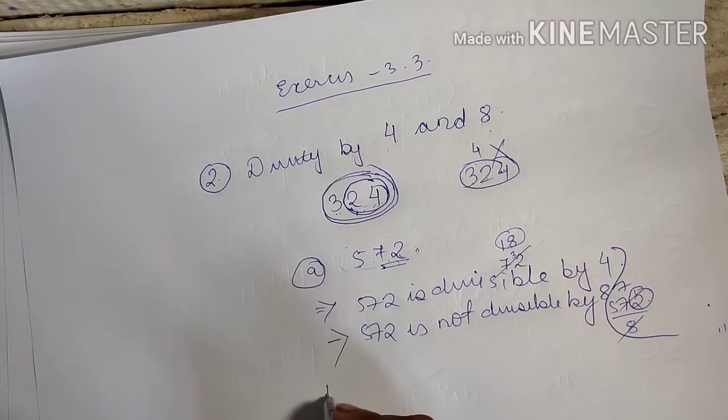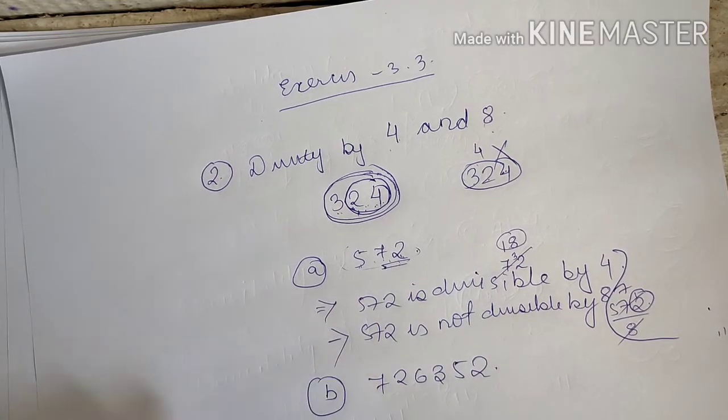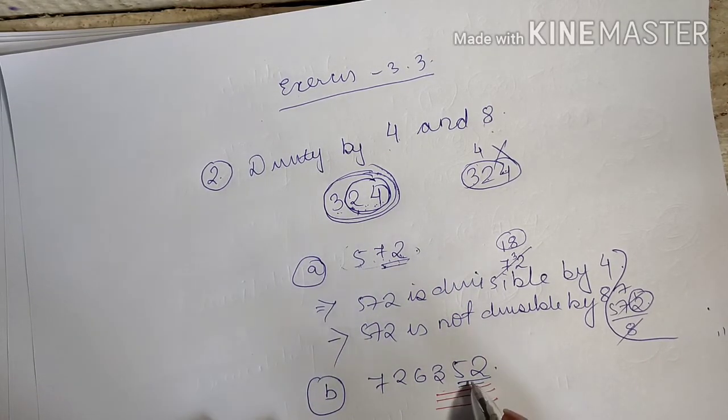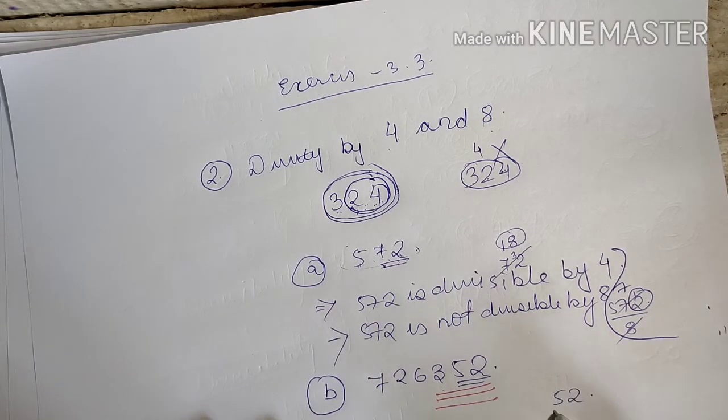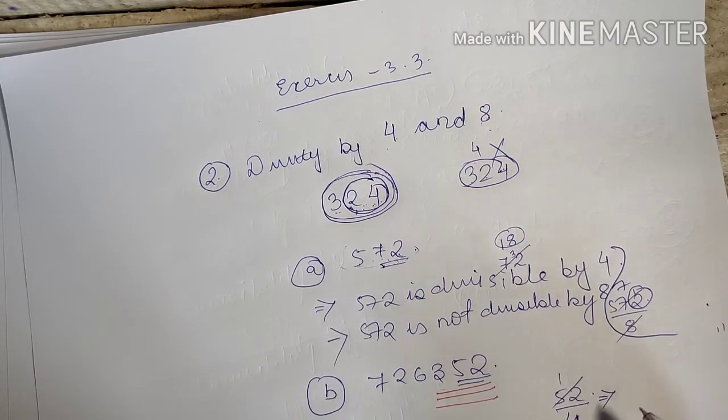Okay. What about number B? Let's try for number B. It is given 726352. This is a very big number, but what you have to see? You have to see for 4 only the last 2 digits, and for 8 you have to see the last 3 digits, isn't it? So for 4, we have to see whether 52 is divisible by 4 or not. Now divide yourself. 4 1s are 4, borrow 1, it becomes 12, and 4 3s are 12. So it is perfectly divisible.